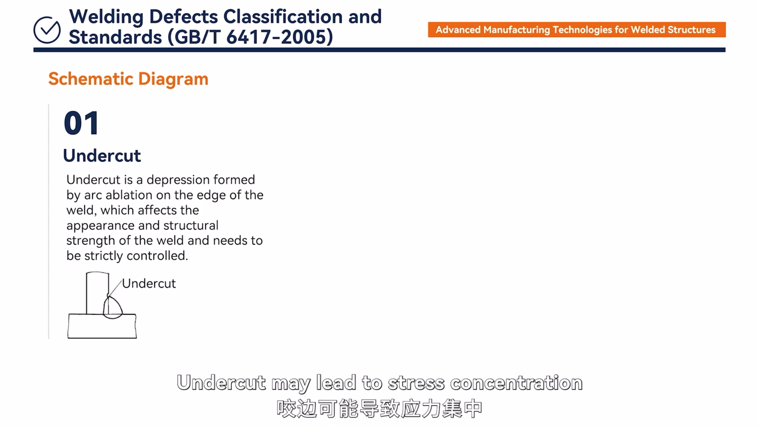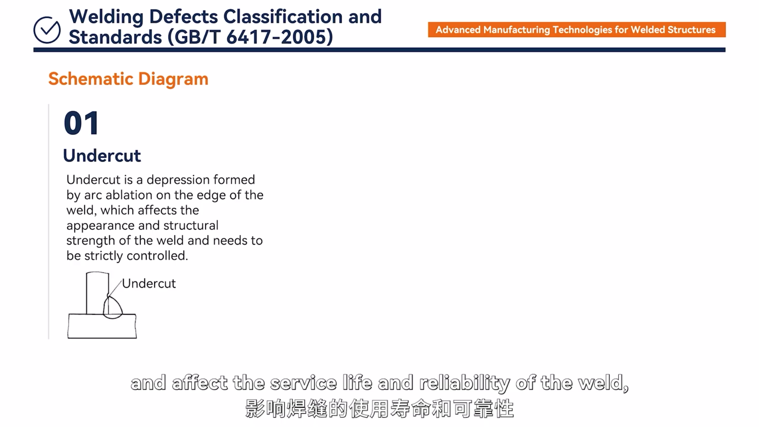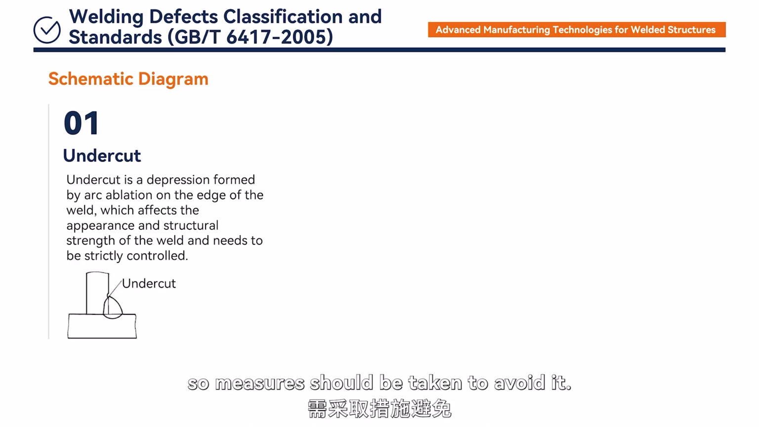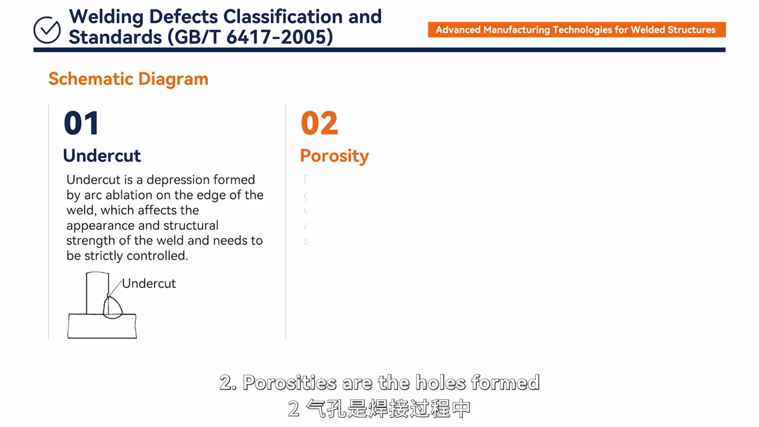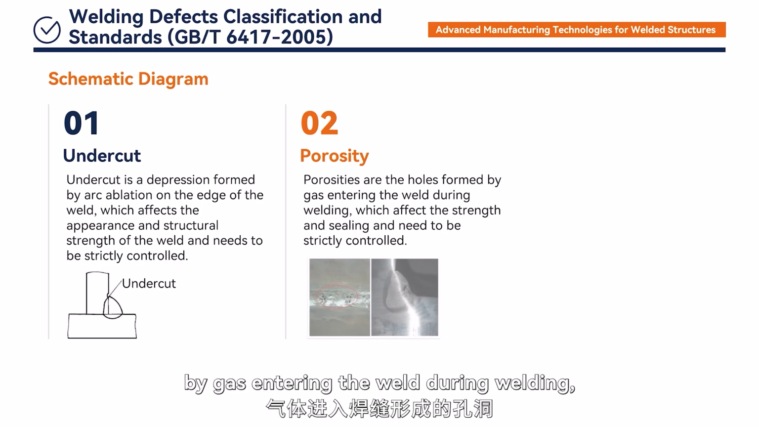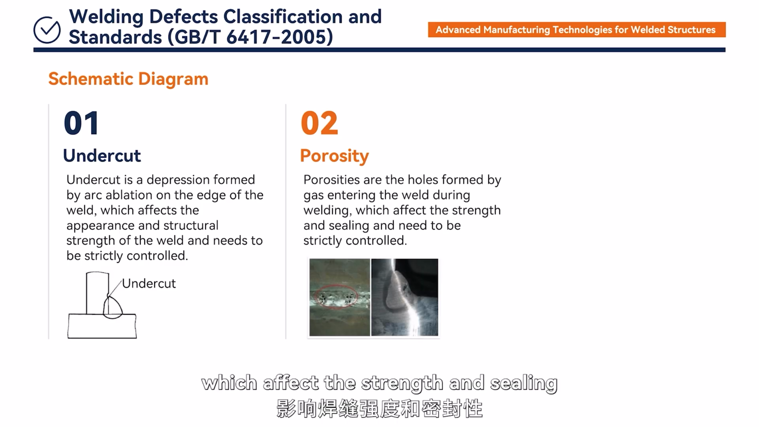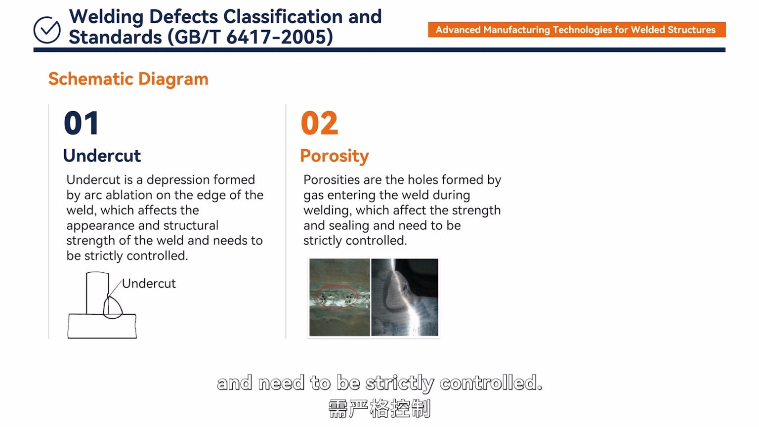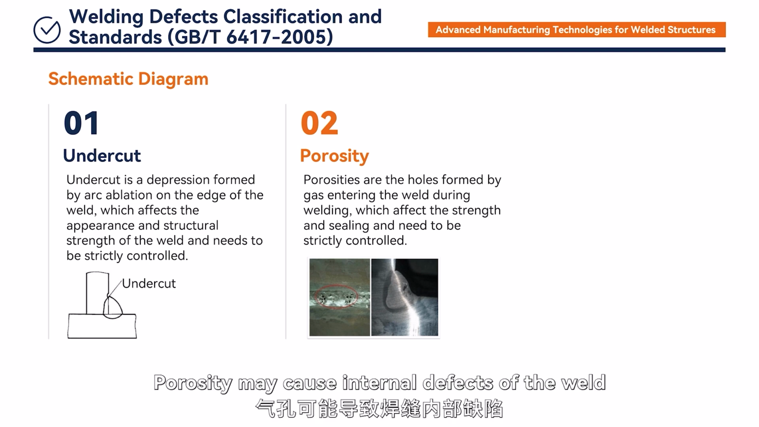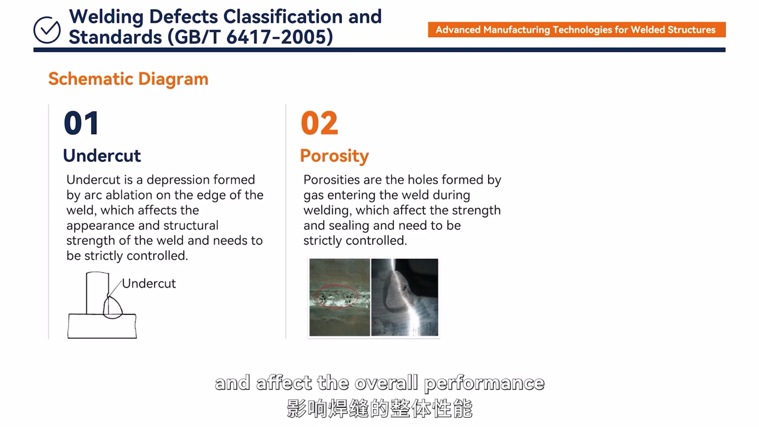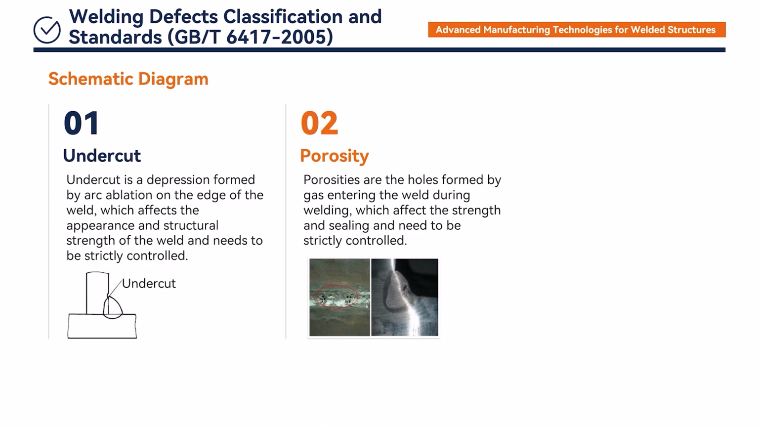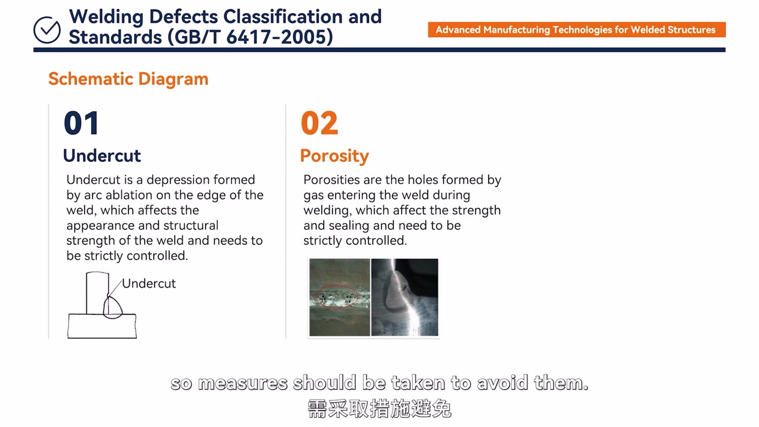Undercut may lead to stress concentration and affect the service life and reliability of the weld, so measures should be taken to avoid it. 2. Porosities are the holes formed by gas entering the weld during welding, which affect the strength and sealing and need to be strictly controlled. Porosity may cause internal defects of the weld and affect the overall performance and reliability of the weld, so measures should be taken to avoid them.